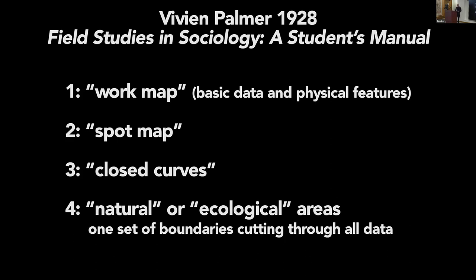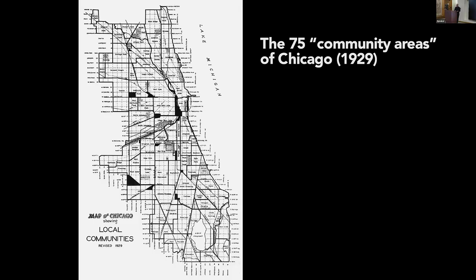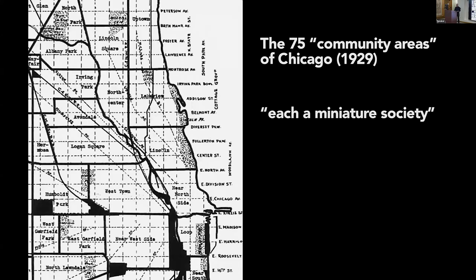So it's not each layer getting its own set of boundaries, but really bringing it all together to create one set of boundaries. And for Chicago, Palmer and Burgess found exactly 75 of these areas. On the finished map here, they called them the community areas of the city. And Palmer described them really as homogeneous chunks of space. She said they were, quote, each a miniature society with its own history and traditions, its own individual problems, its own conception of its future.